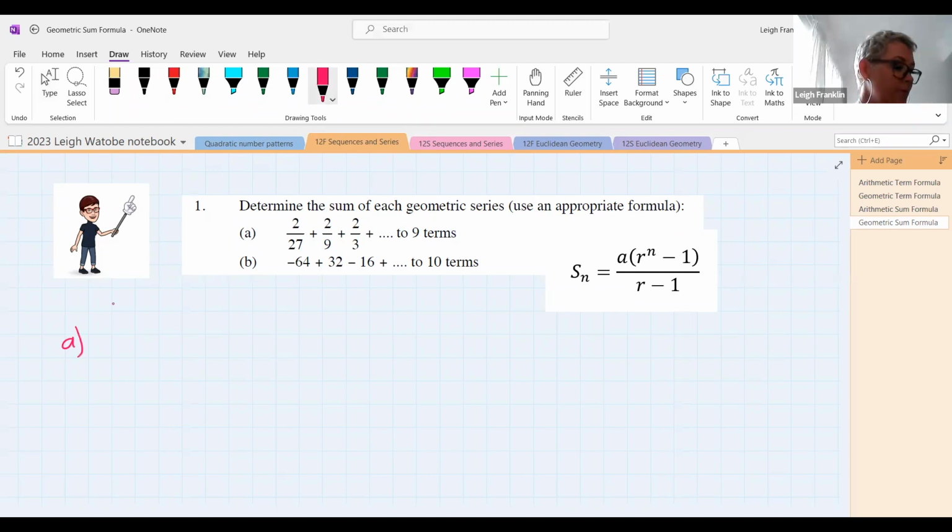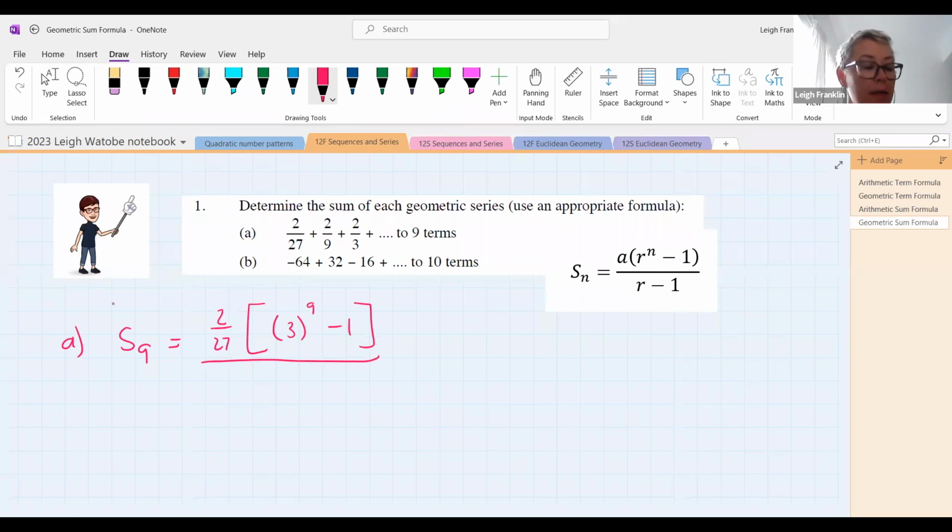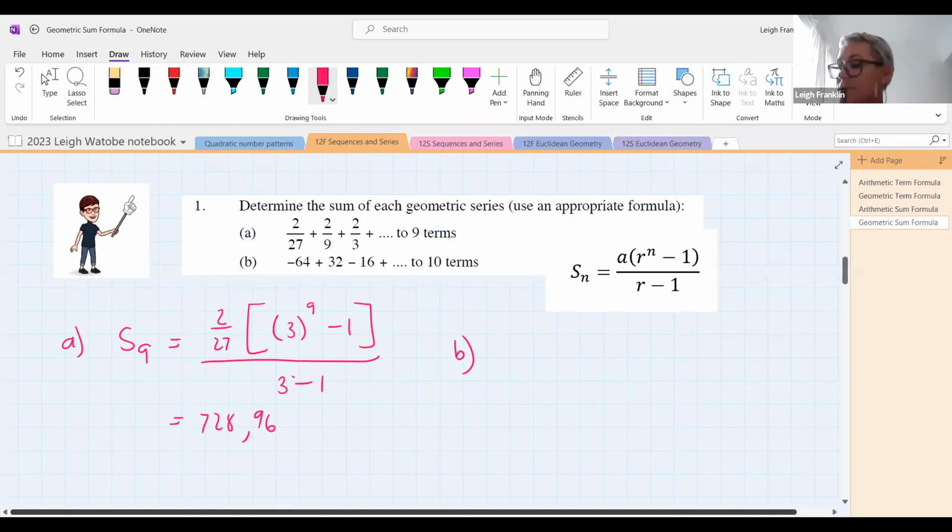A lot of you are providing an answer of 728,96 for the first one, which is correct. So just setting that out for you, sum to 9 should have been 2/27. Then your R was equal to 3. So it's 3 to the power of 9 minus 1, and that was all over 3 minus 1, which is where the 728,96 came from. So that was perfect. As far as B was concerned, I've seen a lot of correct answers there as well.